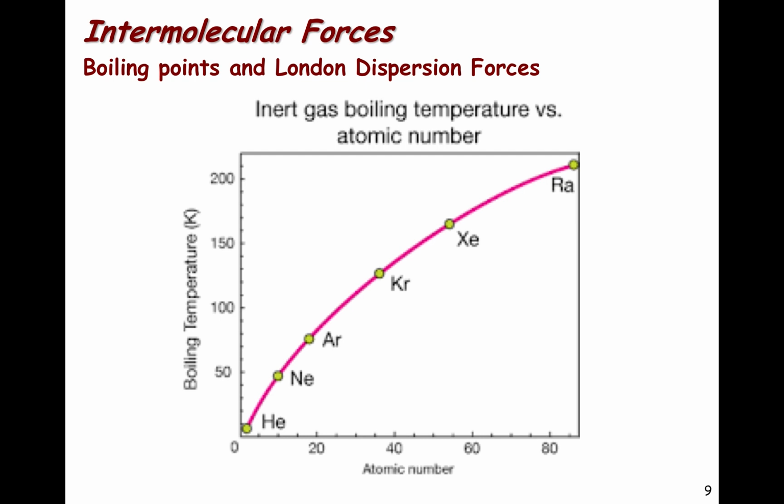A good example of various substances that have nothing but London dispersion forces, and the effect of the increased polarizability of the electron clouds, is shown here, where we look at the boiling points of the noble gases. Helium, being the smallest and least polarizable, has the lowest boiling point at about 4 Kelvin. And as we go to larger and larger noble gases, the boiling point steadily goes up, all the way to the point that xenon and radon are gases, but they have boiling points that are not that far below room temperature.